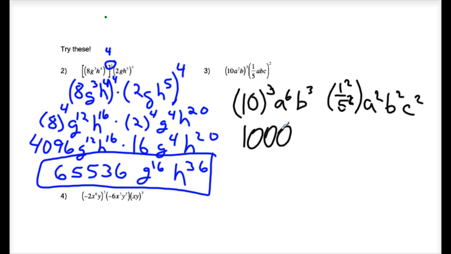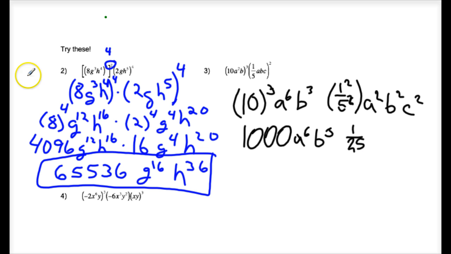1,000. So far, so good. g, a to the 6, b to the 3. What do you think 1/5 squared is? 1/25th. It's 0.04. Do not use a calculator. Should I expand that one? No, just do 1 squared and 5 squared. So 1 over 25. Okay. I made it harder than it needed to be.